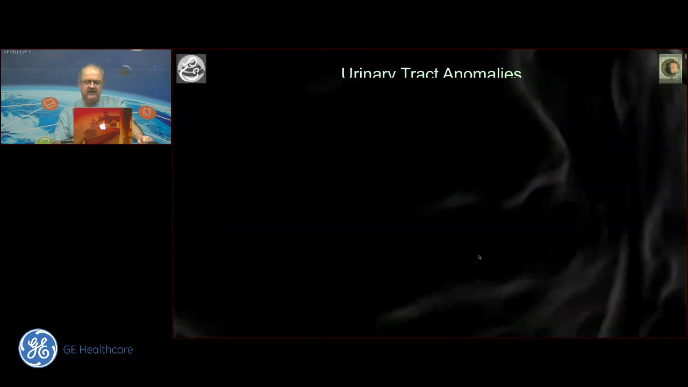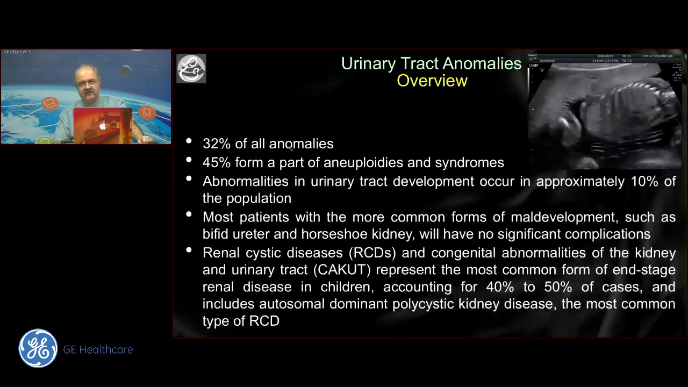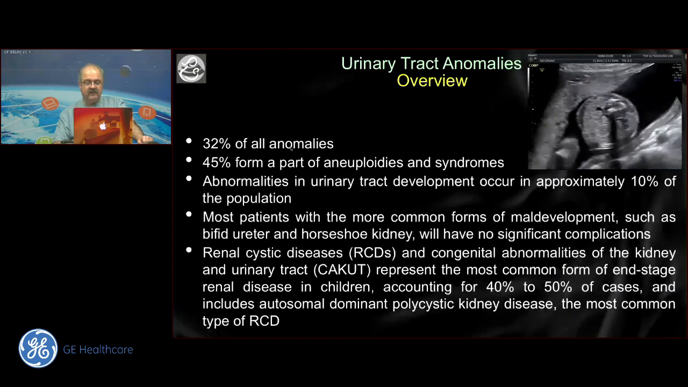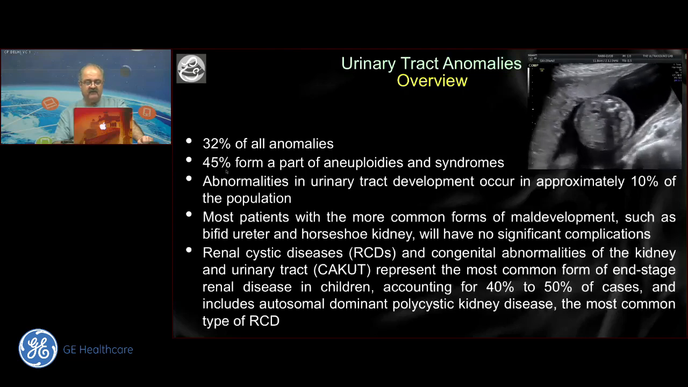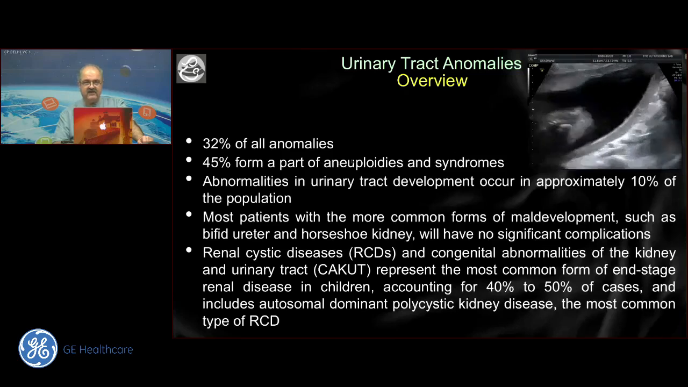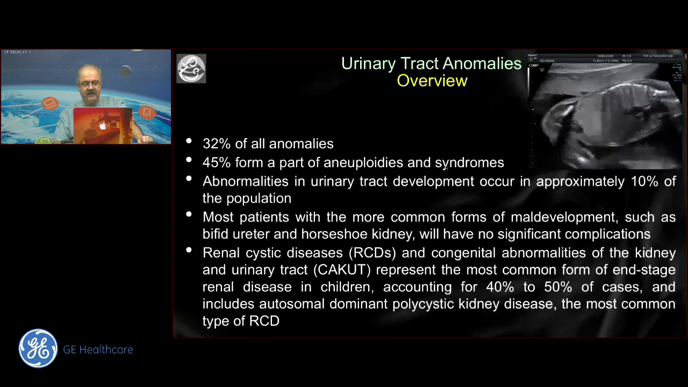All this is important for a very important reason, and that is that one third of all anomalies are in the urinary tract, and that's significant enough. But even more importantly, about half of them, 45%, form not isolated abnormalities, but a part of aneuploidies and syndromes. And this is what truly makes the whole matter far more important.